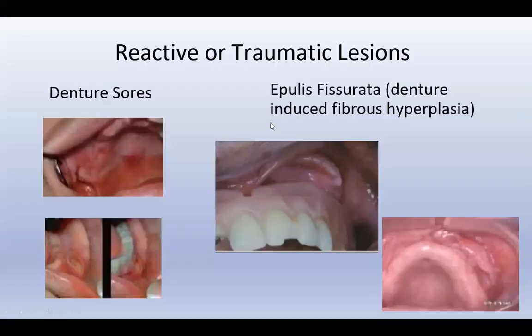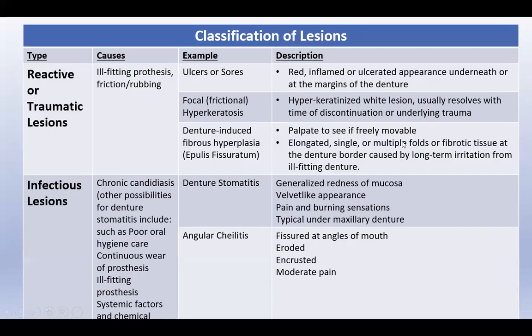So palpate to see if it freely moves. We always do that. Is something bound down? Can you wipe it off? If it's elongated, single or multiple folds of fibrous tissue at the denture border caused by long-term irritation from an ill-fitting denture, that's your epulis fissuratum, these fibrotic tissue folds. And like I said, there'll be a picture here in just a second.